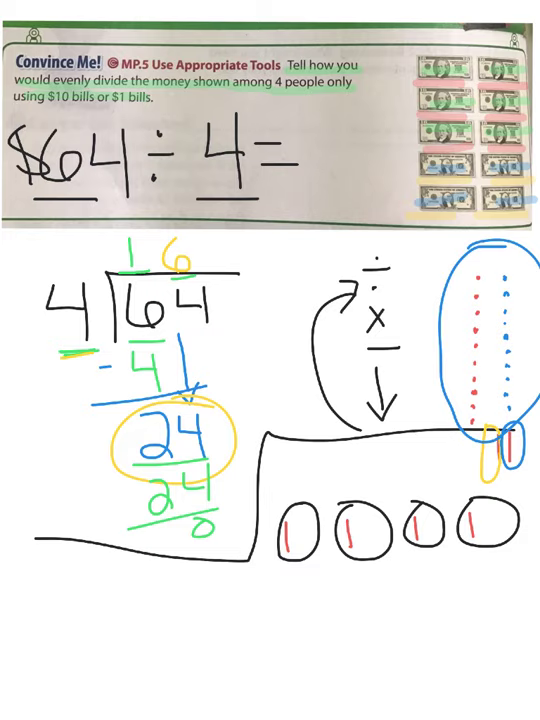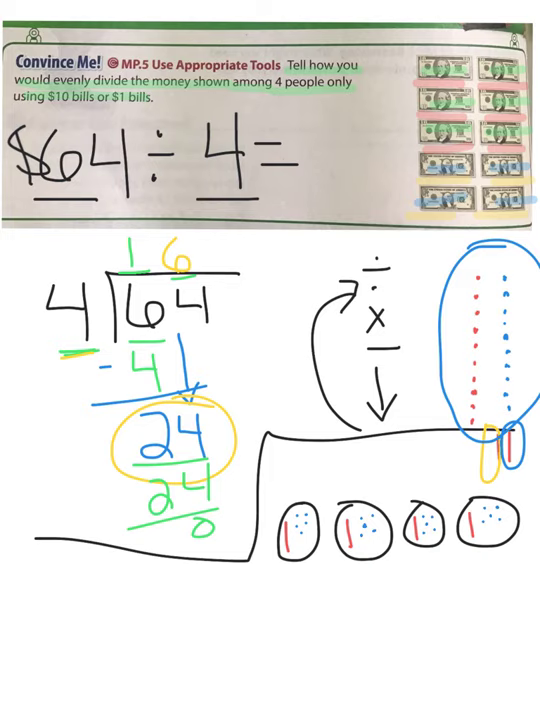Now I can divide those 20 1s equally among these 4 groups. And 20 divided by 4 is 5. So I'm going to place 5 of those 1s into each one of these. So I have 5 there. I'm going to add 5 over here, 5 over here, and 5 over here. So now I have all 60 in 10s separated into the 4 groups.